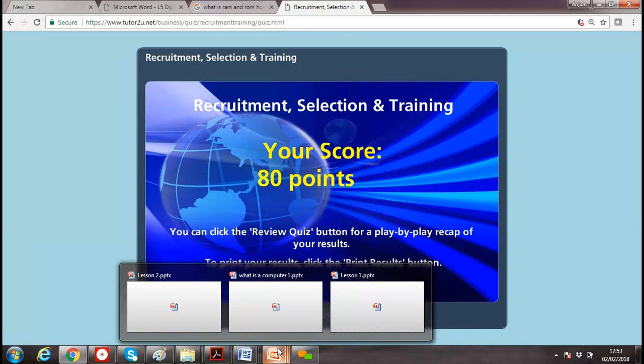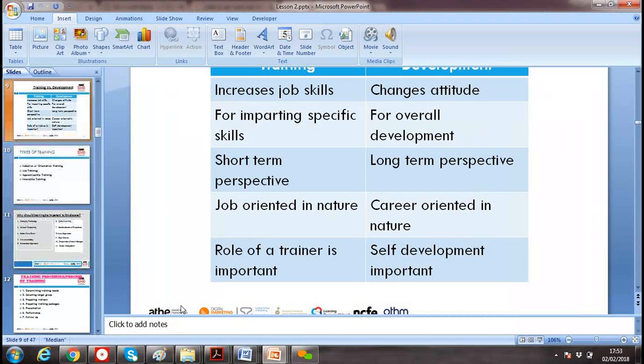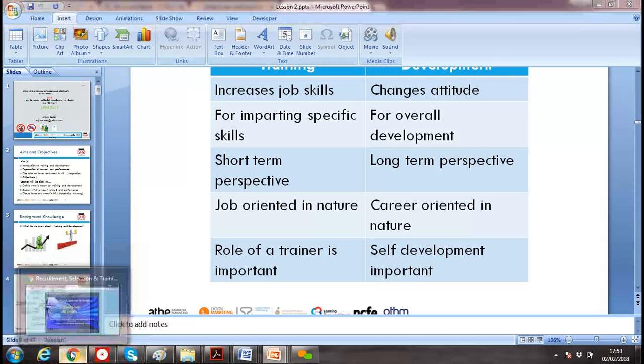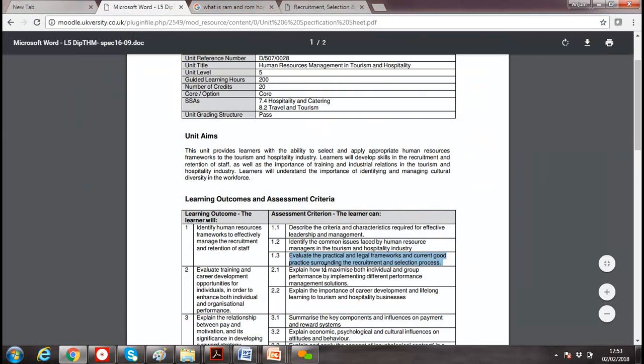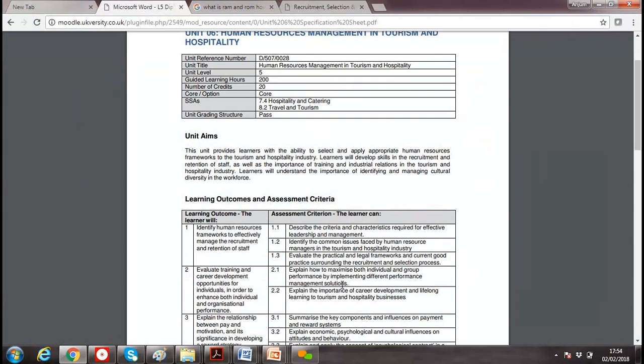Great. So, moving forward, today's lesson we are covering LO2, 2.1 and 2.2. Explain how to maximize both individual and group performance by implementing different performance management solutions. Performance appraisal methods we can discuss, like during the last lesson I mentioned performance appraisal and 360-degree appraisal, which we'll go through in the lessons as well.